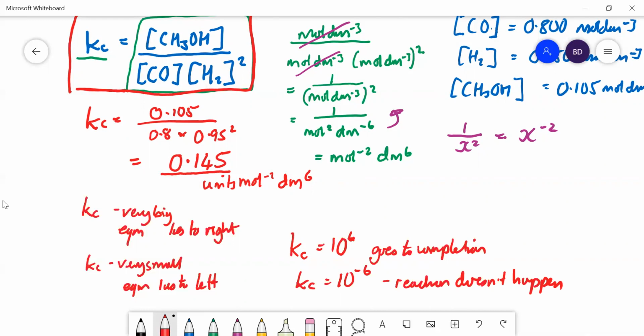Okay, so that's just the very basics about Kc, the expression for it, how to work out the units for it, and what it means, the size of it. What does it actually mean? Okay, so we'll leave it there.